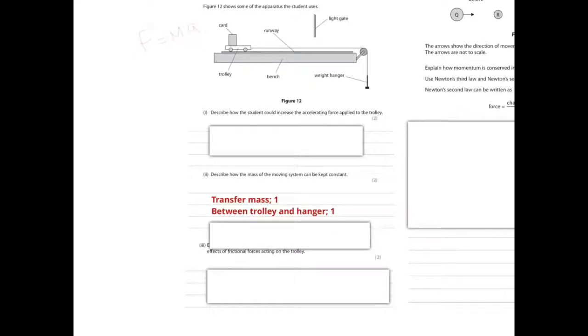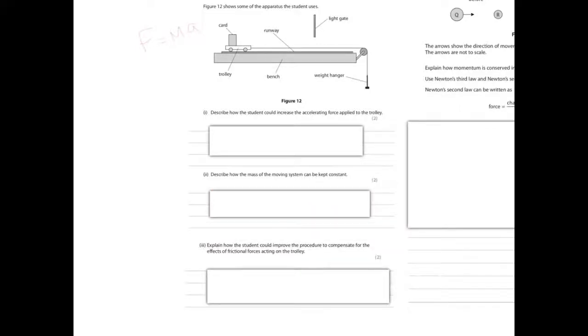So in other words, you can play around with the mass and change the mass here or change the mass here, but to keep the overall mass of the moving parts of this experiment constant, so this moves and this moves, you must transfer the mass between them, so overall the mass doesn't change. It's not particularly relevant to the practical, and I kind of wonder why they put it in there.